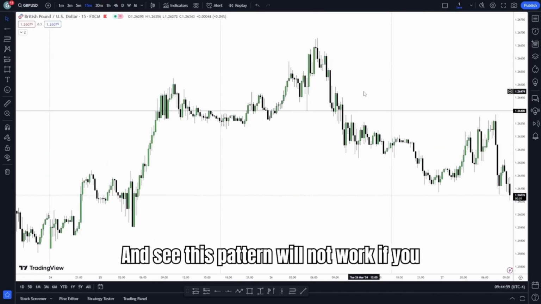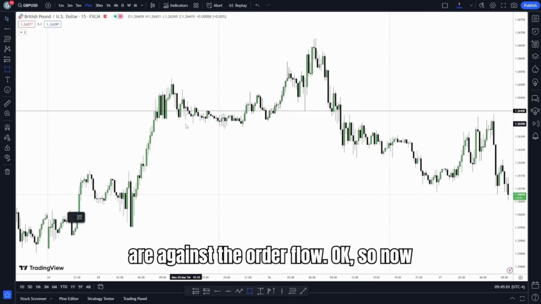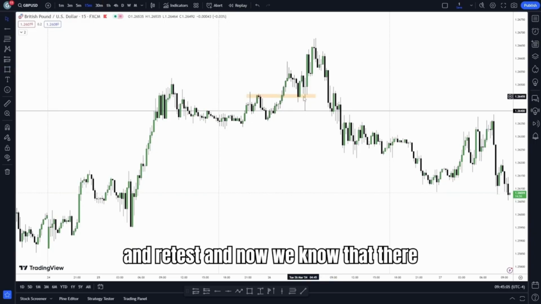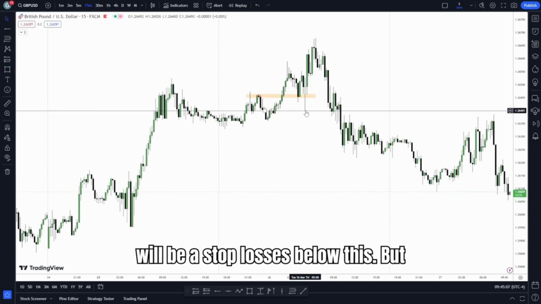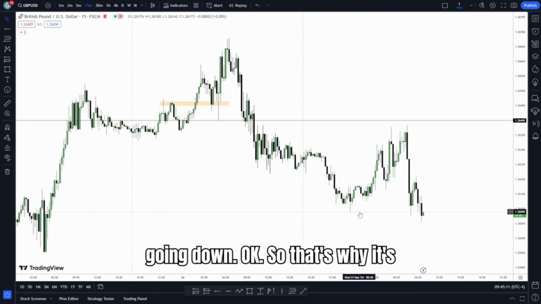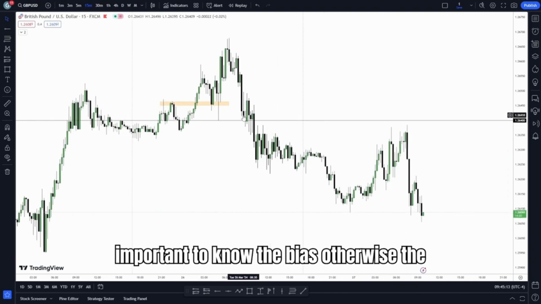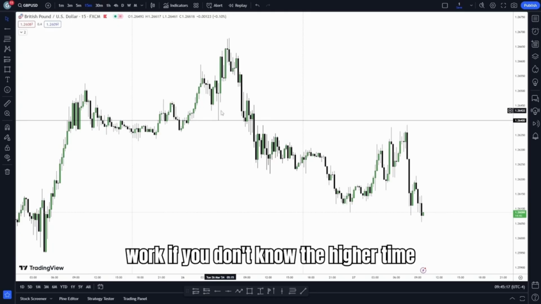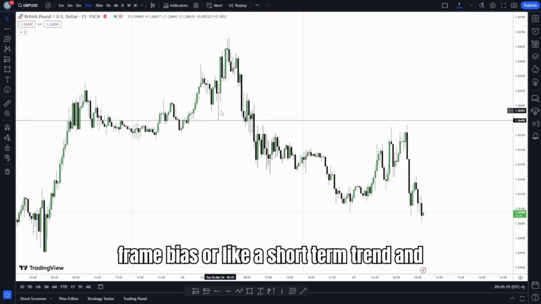And see, this pattern will not work if you're against the order flow. Now look over here, this was also a break and retest, and we know there will be stop losses below this. But what happens, it kept on falling and going down. So that's why it's important to know the bias, otherwise this setup will not work. Any setup will not work if you don't know the higher time frame bias or the short-term trend.